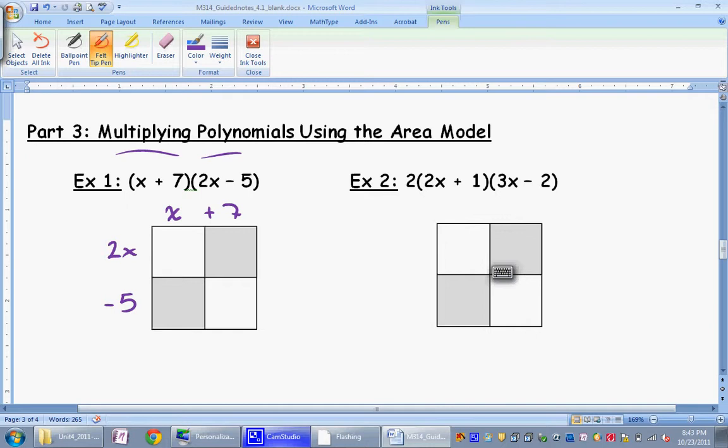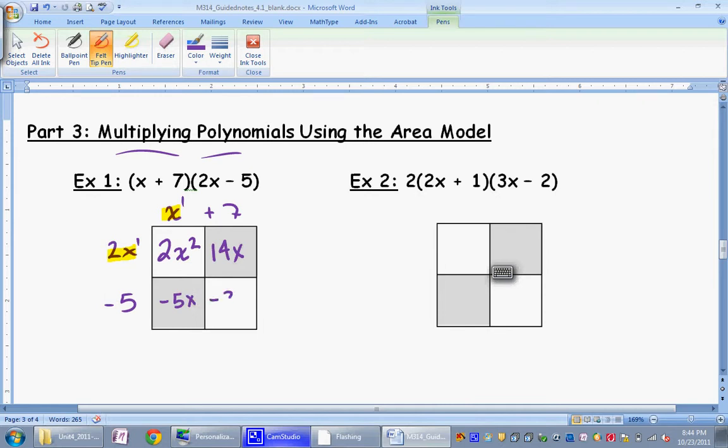If I multiply that together, that's 2x squared, because the 1 and the 1 get added together to make it a square. And then 2x times 7 is 14x. Negative 5 times x is negative 5x. And finally, negative 5 times 7 is negative 35.